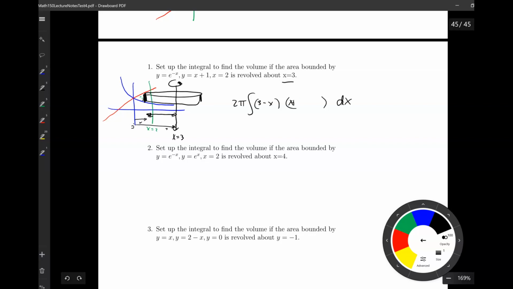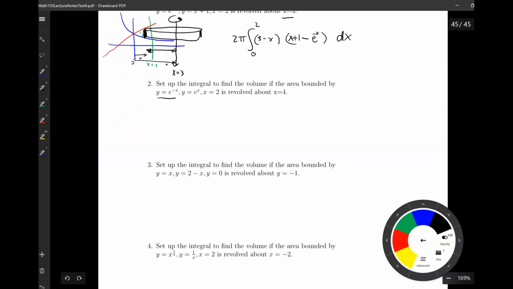Let's see, x plus 1. And the bottom function is the e to the negative x. And where on the x-axis am I building rectangles from and to? From x equals 0 to x equal 2.